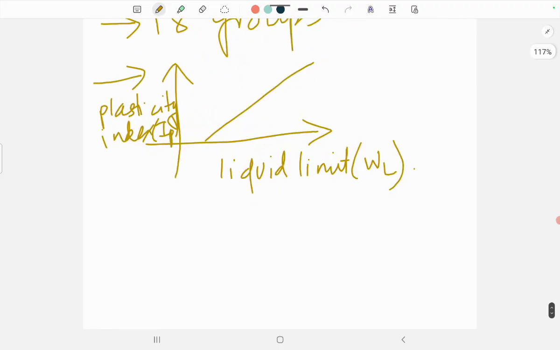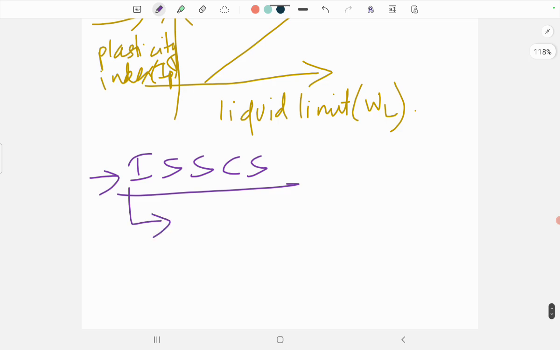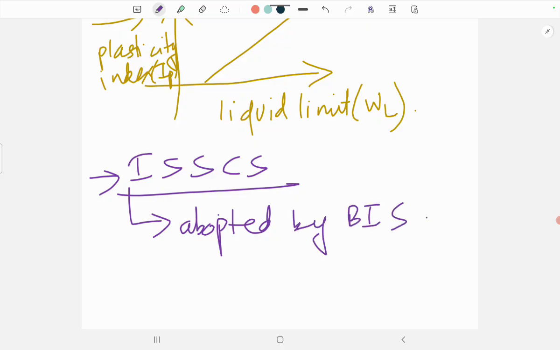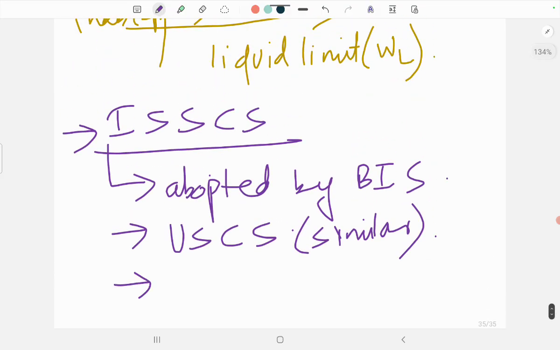So if you consider the Indian standard soil classification system, this one is adopted by the Bureau of Indian Standards, and it is in many ways similar to the Unified Soil Classification System. It is similar, and the main difference lies in the classification of the fine grained soil.